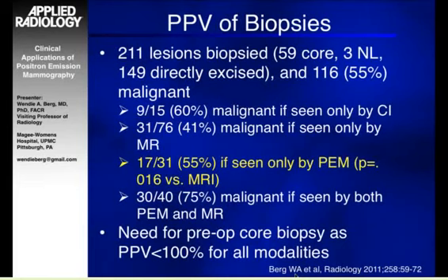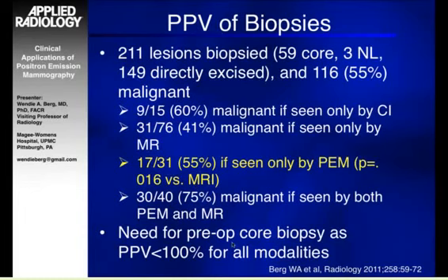When we look at biopsies that were prompted by additional imaging, overall there were 211 lesions biopsied, of which 55% were cancer. If the lesion was seen only on conventional imaging review, 60% were malignant. 41% of biopsies prompted by MRI were malignant, and 55% if the lesion was seen only by PEM. And this was significantly more likely to be malignant if a lesion was seen only by PEM than by MRI. So there are fewer, and you can also see the denominator, there were many fewer patients who had to undergo additional biopsy because of PEM than because of MRI. Although, again, I mentioned at the lesion level, there were slightly more cancers seen.